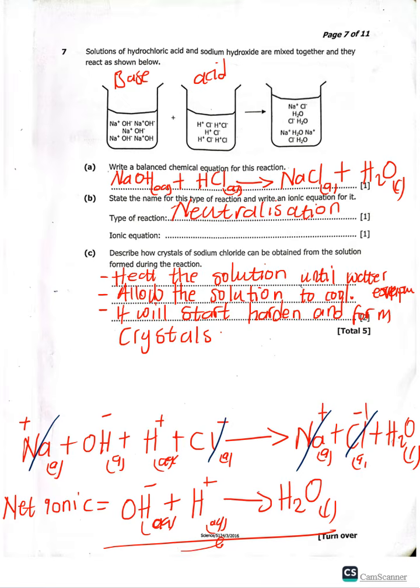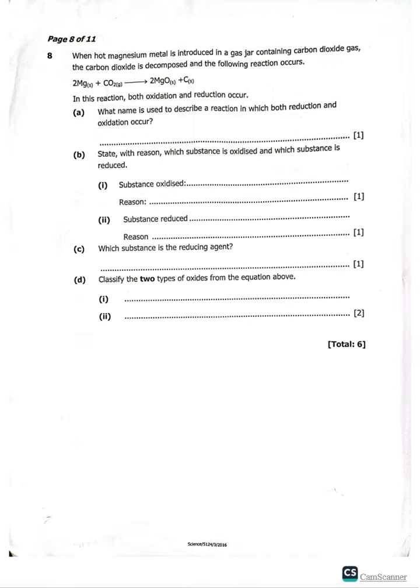Okay, now let's move on to the last question. So when hot magnesium metal is introduced in a gas jar containing carbon dioxide gas, the carbon dioxide is decomposed and the following reaction occurs. So we have magnesium reacting with carbon dioxide, giving us magnesium oxide and carbon. Then in this reaction, both oxidation and reduction occur.